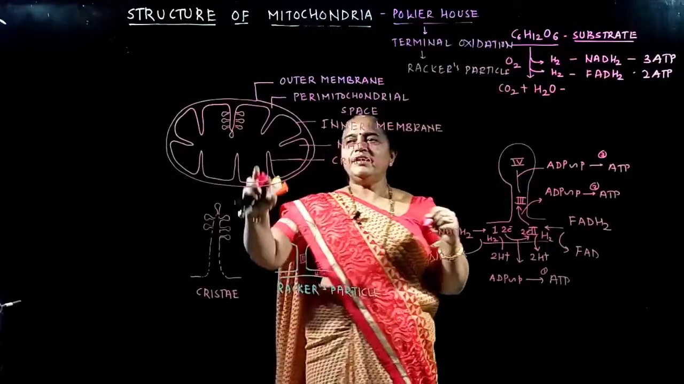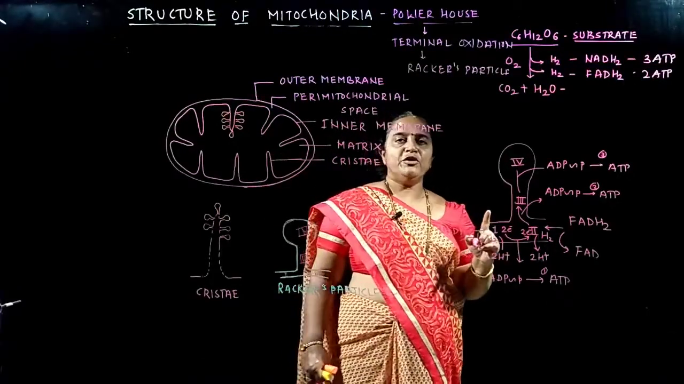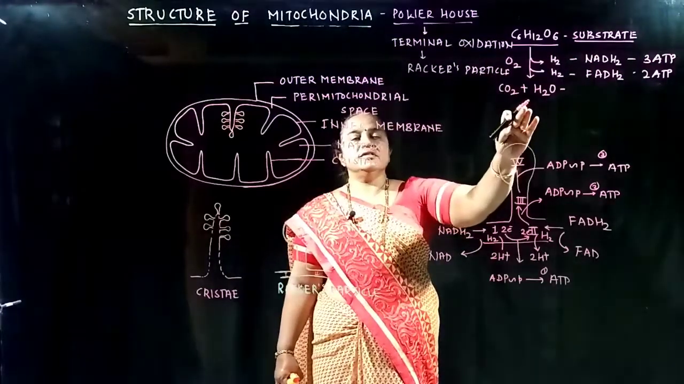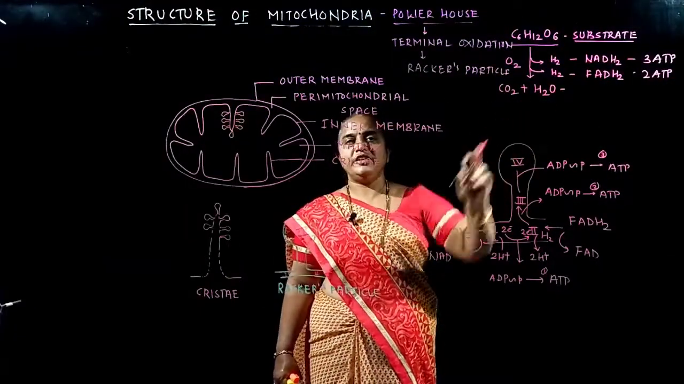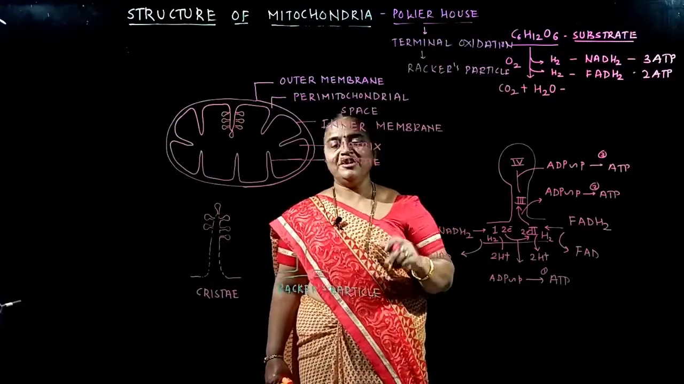Okay, so the matrix of mitochondria and the elementary particles of mitochondria help in complete oxidation of the substrate into CO2 and H2O. With this, I'll conclude the session on mitochondria. Thank you very much.